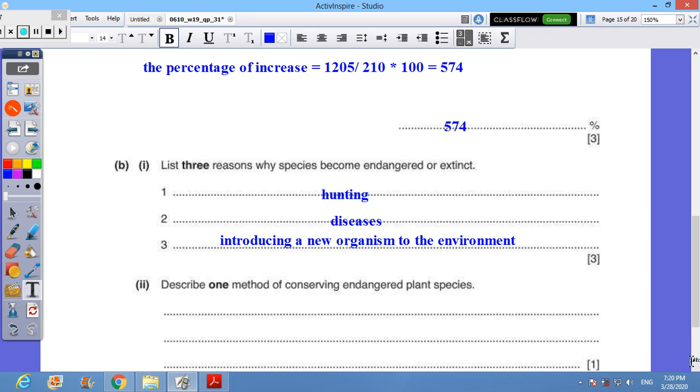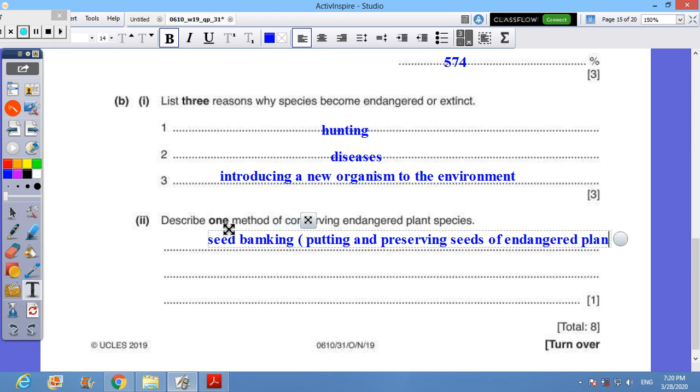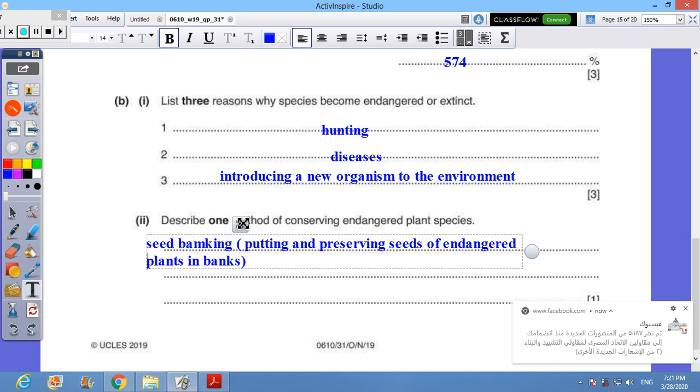Describe one method of conserving endangered plant species. How to conserve the endangered species. One good way is seed banking, which is putting and preserving seeds of endangered plants in banks, special kinds of banks, just like blood banks, for example. Okay, very good. So now we are done with question 8. Thank you for watching this, and we will proceed shortly.